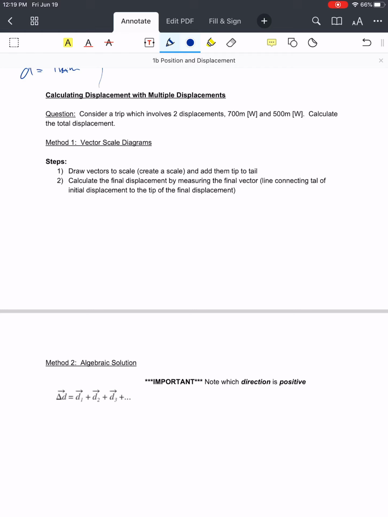So, calculating displacements with multiple displacements. First I want to cover it before I show you. Consider a trip that involves 2 displacements. You went 700 meters west and then you went 500 meters west. Calculate the total displacement. Now there are 2 methods in order to do this: the vector scale diagram method and the algebraic solution. With vector scale diagrams, you're drawing a diagram to scale using vectors, which show the direction.